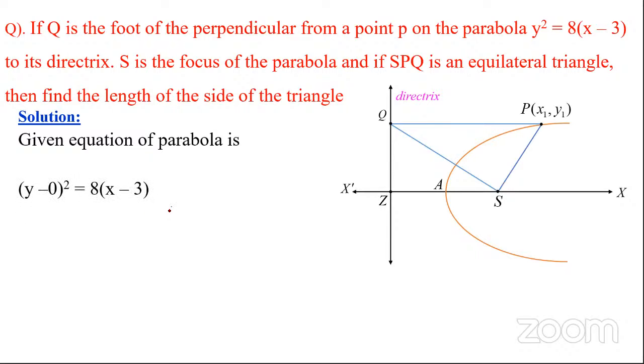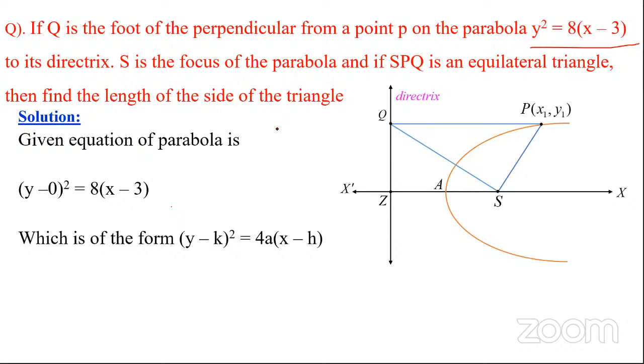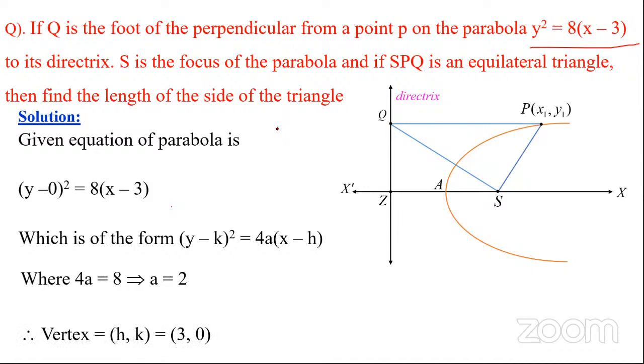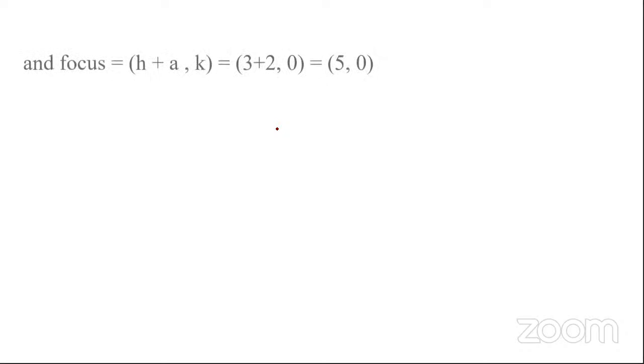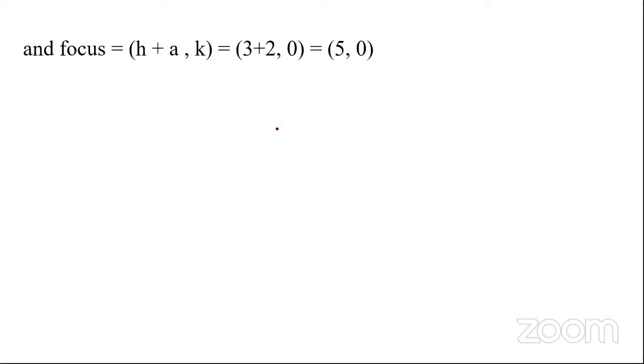So y minus 0 whole square equal to 8 of x minus 3. I'm writing this as y minus k whole square equal to 4a of x minus h. So it is in the form of this one; comparing, 4a equal to 8, a equal to 2. Then vertex is h comma k, so you will get 3 comma 0. And observe this one, this is 30 degrees, this is 60 degrees, this is 60 degrees. Okay. And focus is h plus a comma k, which means 3 plus 2 comma 0, which means 5 comma 0.